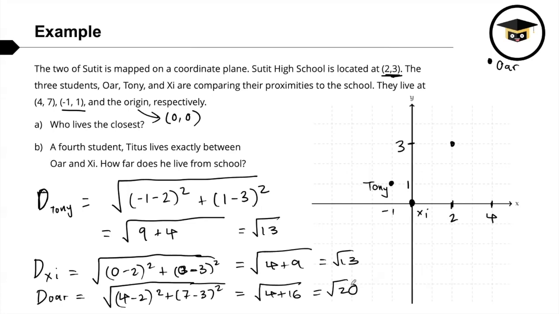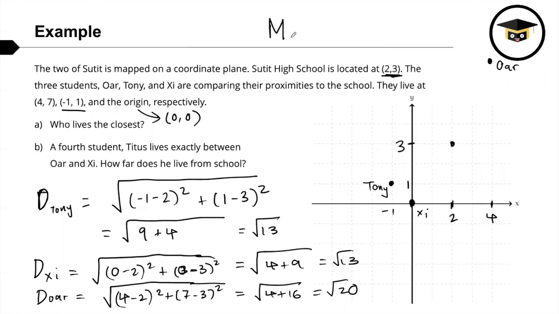And part 4, a fourth student, Titus, lives exactly between Or and Z. How far does he live from the school? So keyword, exactly between. When someone is exactly between, it's basically the midpoint, right? So we need to first find the midpoint of Or and Z. So we'll go over here.